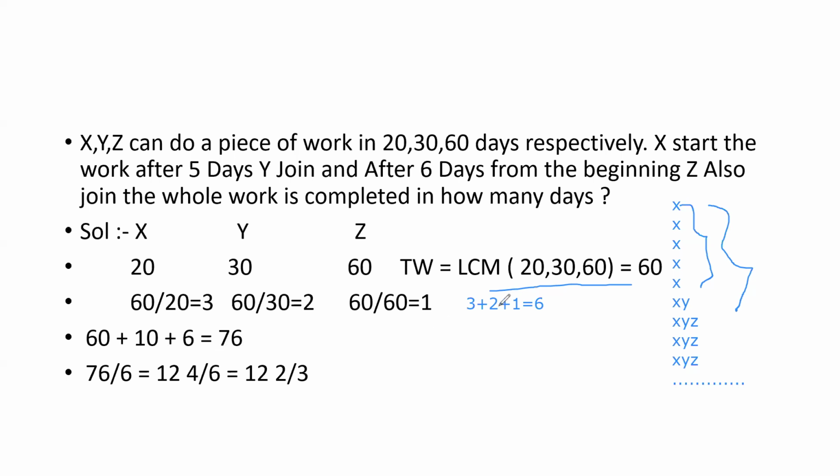That value can be divided. In one day the 3 persons can do 6 units of work, therefore we divide by 6. We get the result 12 and 2 by 3 days. This is about the fifth problem, another type of problem in time and work. I hope you understand this. Now let's see another type.